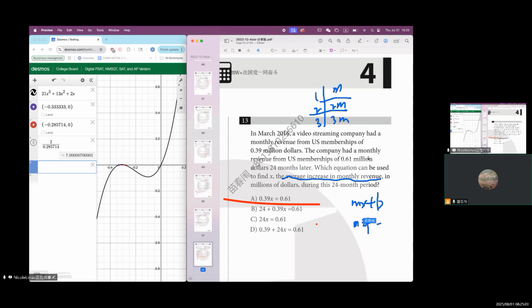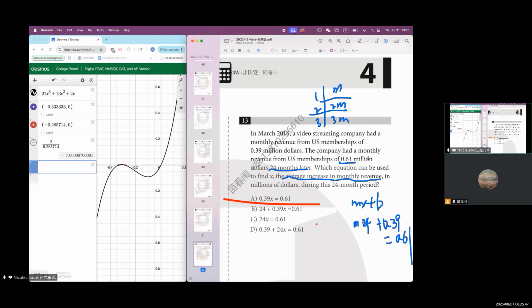Okay. And plus the original value, which is 0.39, becoming 0.61 24 months later. Does that make sense? Okay. Oh, of course, my m is that x. So x is the average increase, you have 24 months, and you had a monthly revenue of 0.39.